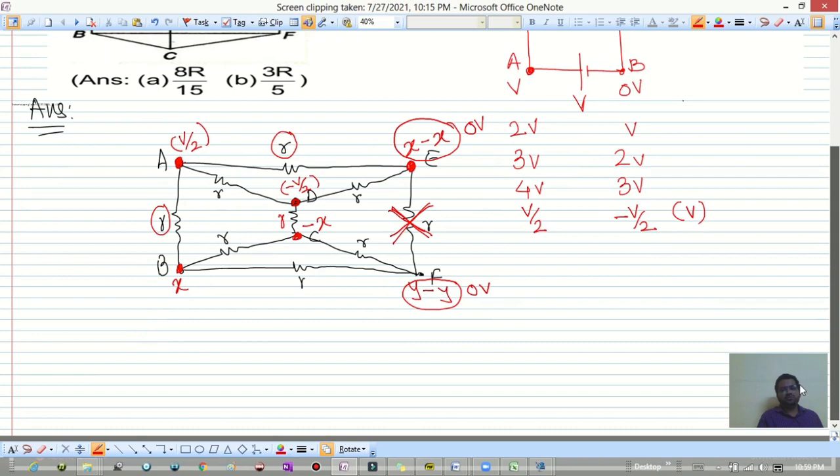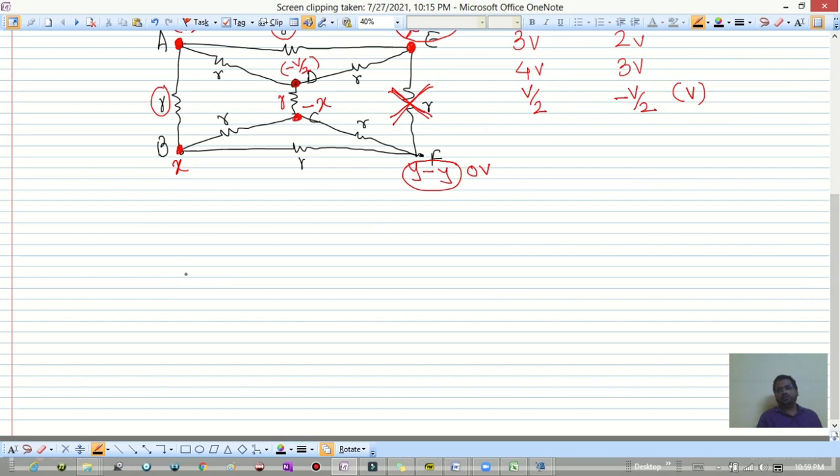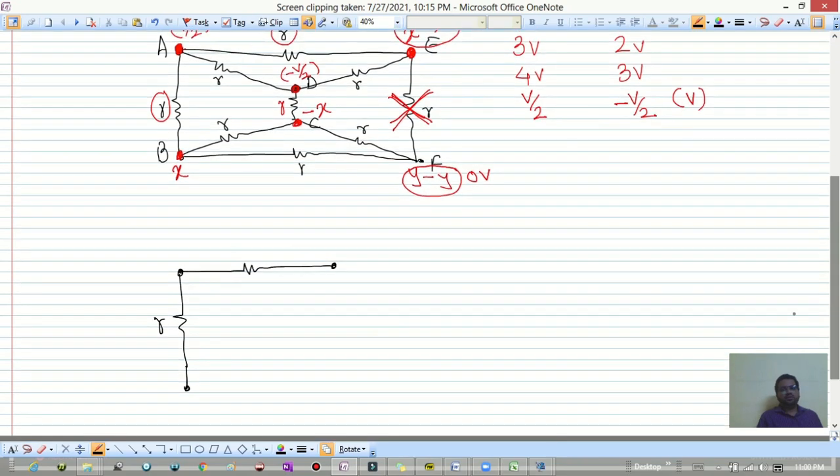So we can redraw the circuit and the circuit will become very easy now. Right? So we have, this is point A, this is point B, this is R, then this is point E. We have, this is R, this is A, this is B, then this is point D, this is point C. We have, this is R, again B to C, this is R, D to C, R, then we have this is R, and E to F, no need to draw.